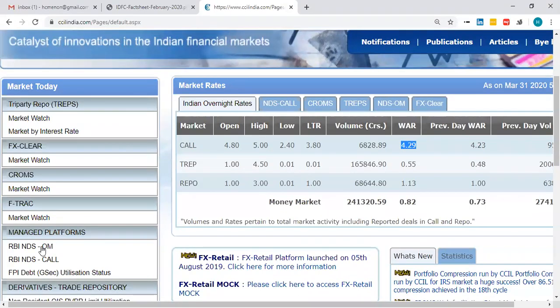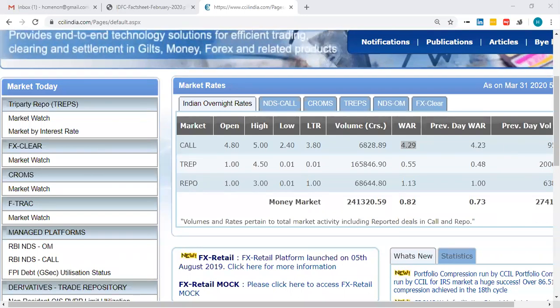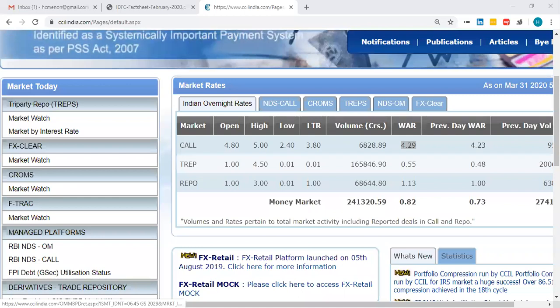So RBI NDS-OM, negotiated dealing system, order matching system. This is what is called the live market. The market has closed now, but if you see it between 9 to 5, you will be able to see a lot of these things moving. You will see these prices fluctuate. On the left hand side, you will realize all these are government securities. This is where the bond market trades, unlike equity, which is on the stock exchange. Do you see this is called last traded price? By the way, the first bond that you see, maturity is 2029. This is the maturity.